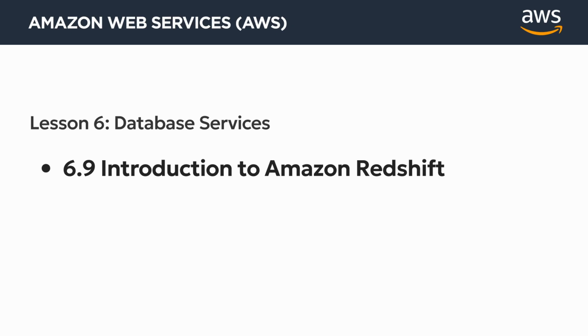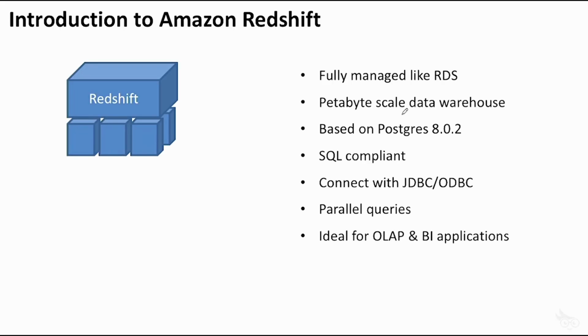All right, so let's talk about Amazon Redshift. Amazon Redshift is Amazon's petabyte scale data warehouse. Just like RDS, it's fully managed. It is based on a fork of Postgres 8.0.2. Very much so, as a result, it's also SQL compliant. So you can connect to your Redshift cluster with all of the drivers that you're used to using, JDBC and ODBC drivers, and run SQL queries that you have been running in Postgres.